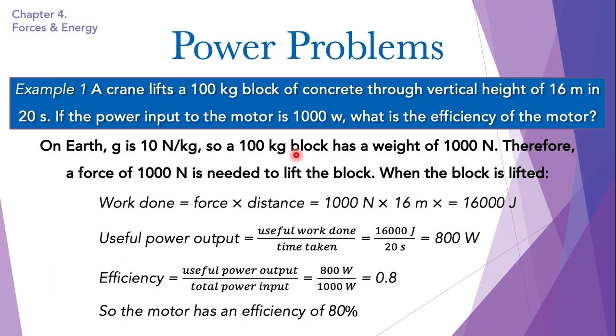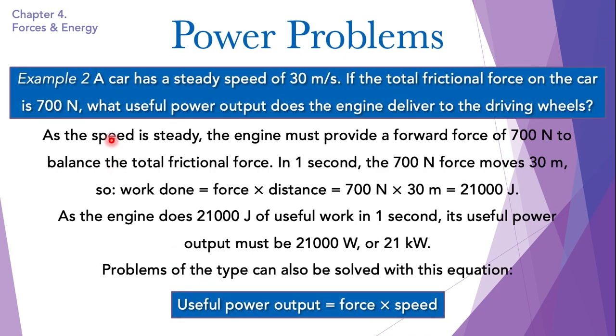Okay, so this was one question. Now we're going to do another example. A car has a steady speed of 30 meters per second. If the total frictional force on this car is 700 newtons, what useful power output does the engine deliver to the driving wheels? Okay, so the speed of the car is 30 meters per second. Here's what we have. The total frictional force on the car is 700 newtons, and it's asking us to find the useful power output that the engine delivers.